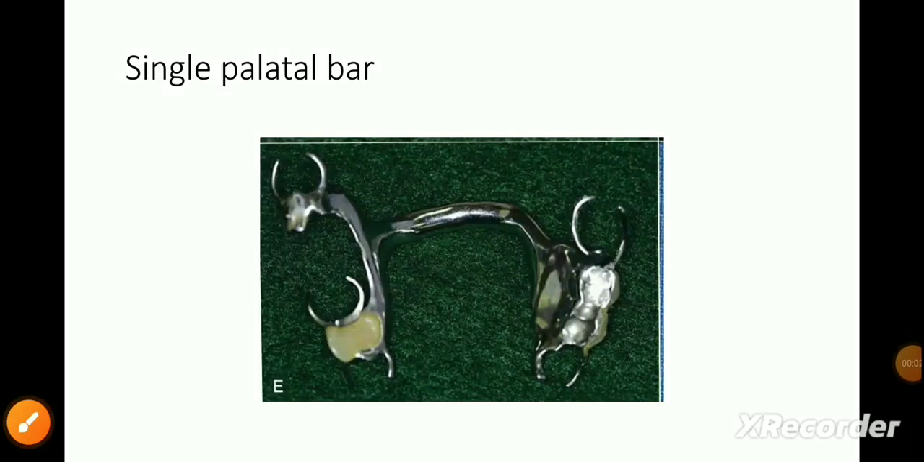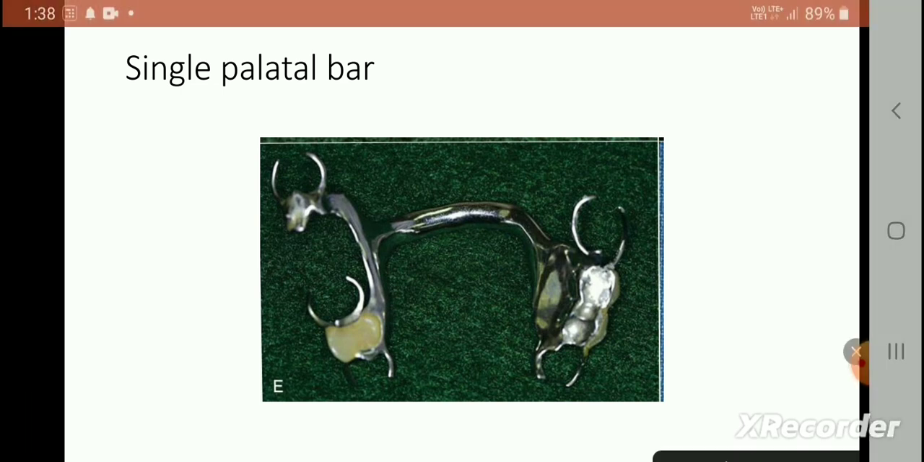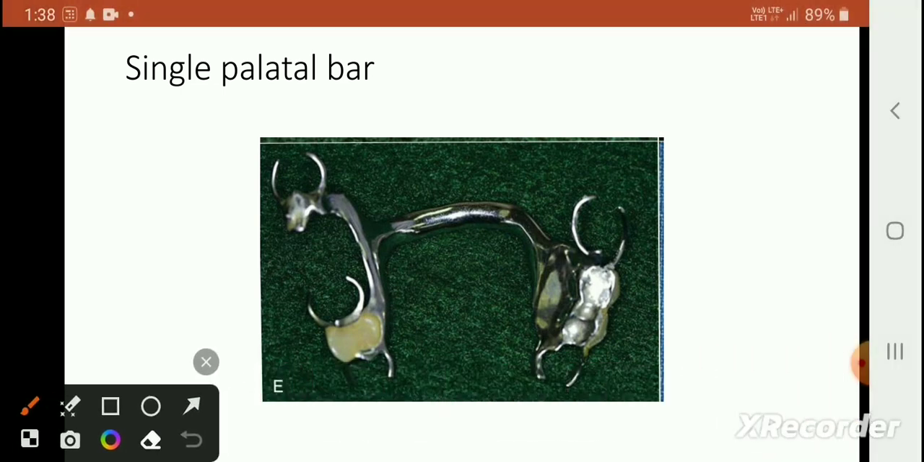Today we will do maxillary major connector. There are 6 major types of maxillary major connector. The first one is the single palatal bar. This is the picture of the single palatal bar.